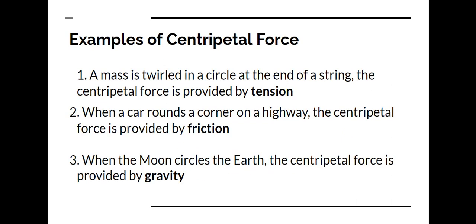So some examples of centripetal forces. A mass is twirled in a circle at the end of a string. The centripetal force is provided by the tension in the string. So that center-seeking force is provided by the tension in the string. When a car rounds a corner on a highway, the centripetal force is provided by friction between the tires of the car and the road. And when the moon circles the Earth, the centripetal force is provided by gravity. Again, you have this gravitational force pointed from the moon toward the center of the Earth. That is equivalent to your centripetal force.